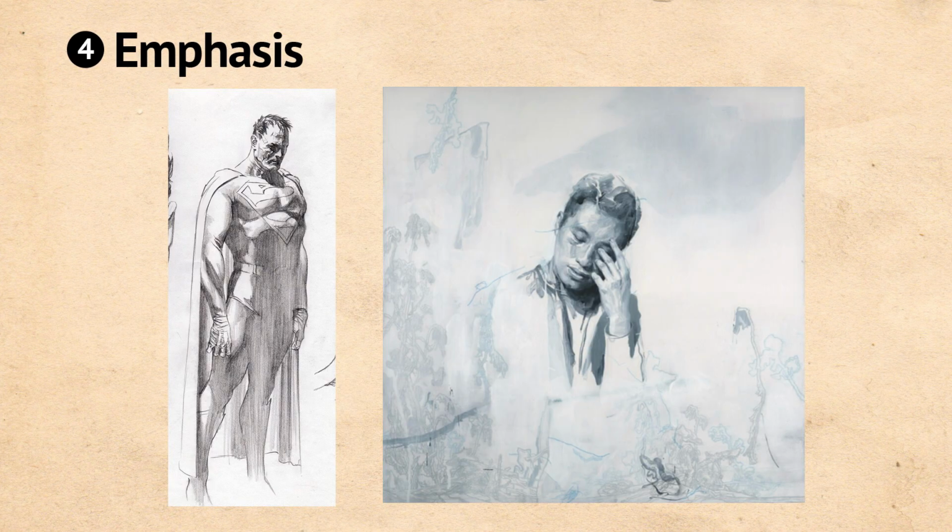The fourth design principle is called emphasis. Emphasis is the act of making specific elements in the canvas stand out, or to draw the attention of the viewer's eye to a specific location on the canvas. Emphasis can be achieved by using other design principles such as contrast, repetition, or movement.